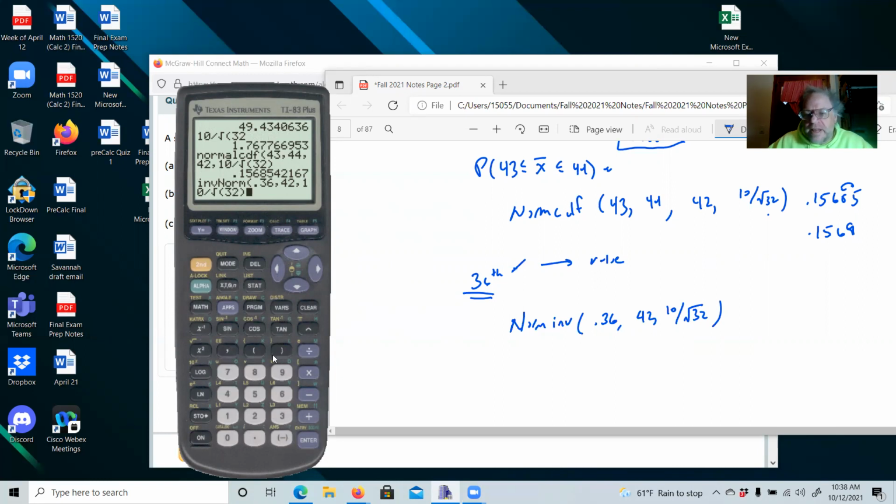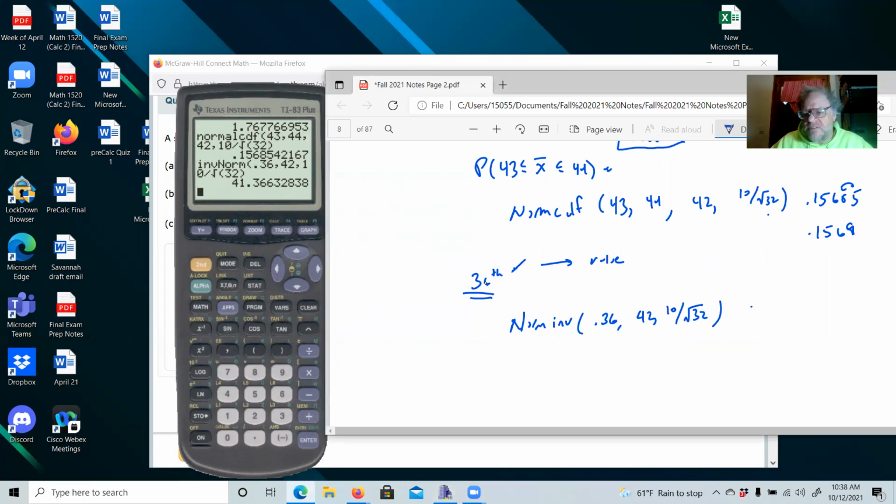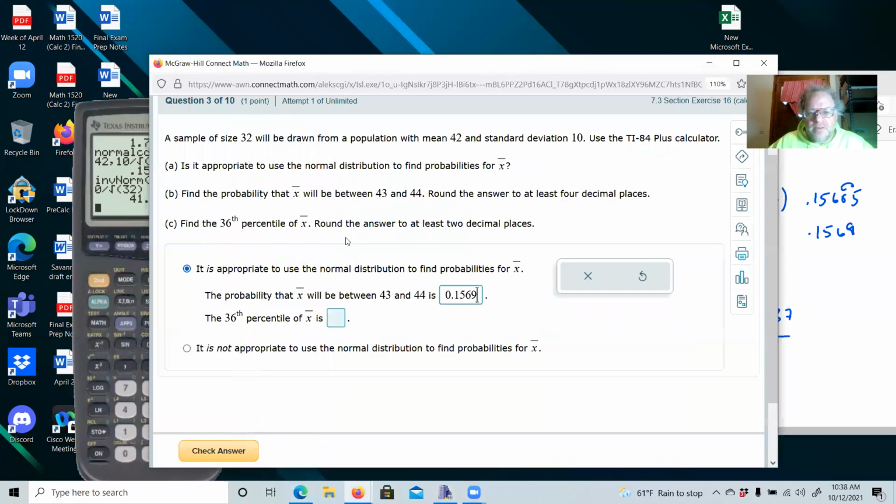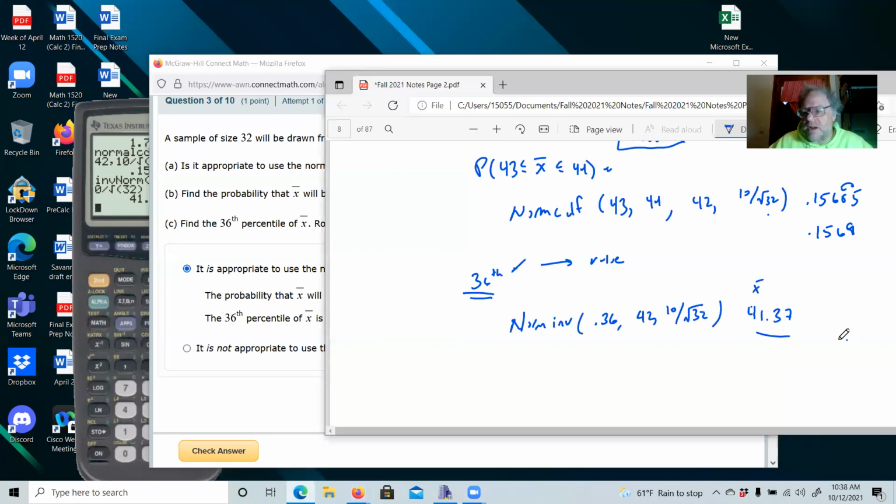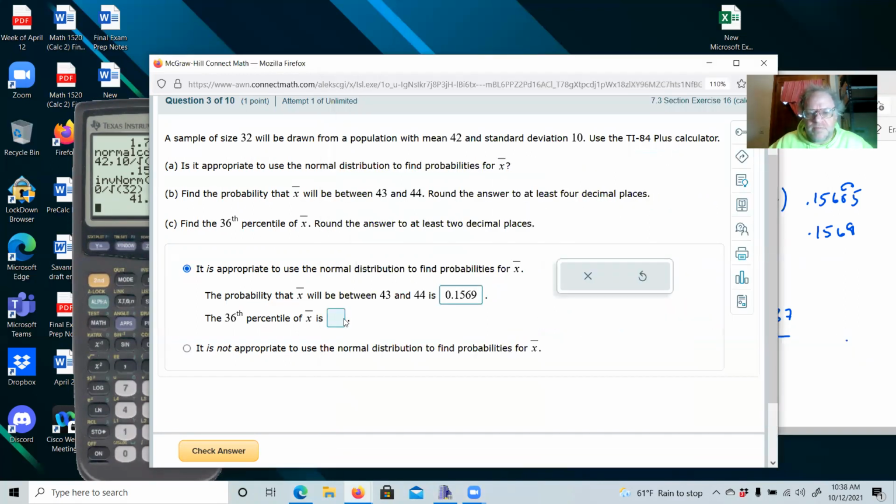All right, and that's how we're going to calculate that. Well, that's how we're going to make the calculator calculate that. And we ended up with 41.366, so it's 41.37. Okay, this is still an X value. Usually X values go to 2 decimal places, unless they say otherwise. They didn't say, so our rule of thumb, right, 41.37.